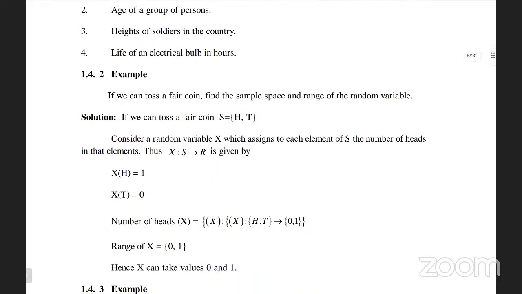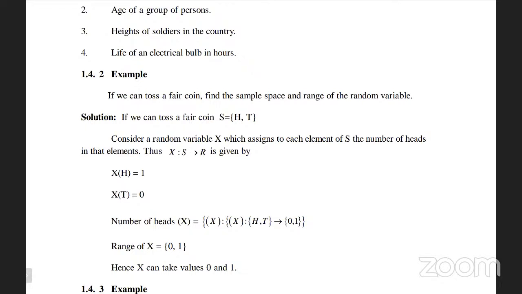Here, another example: tossing of a pair of coins. Find the sample space and the range of the random variable. He will ask the question like this. At the time, what is the tossing of a coin?